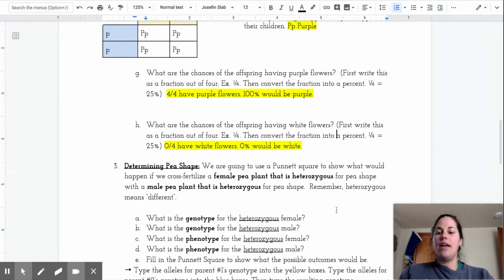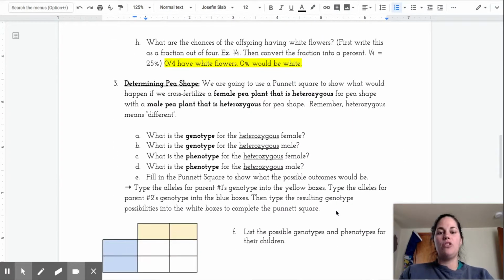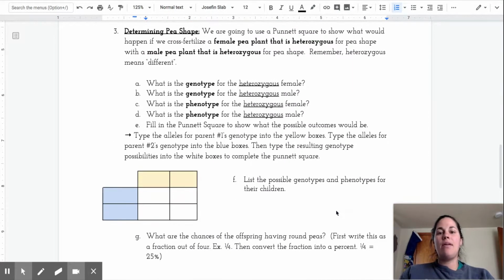And there's a final question about pea shape. It's the same layout, same questions as the problem we just worked through together, except this time we're looking at a female pea plant that is heterozygous for pea shape and a male pea plant that is heterozygous for pea shape. So remember, heterozygous means different.